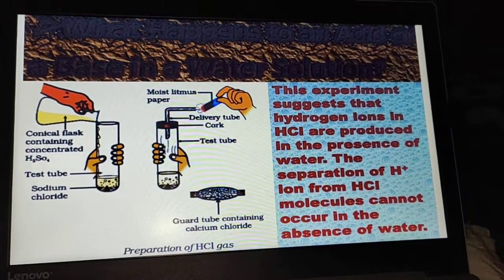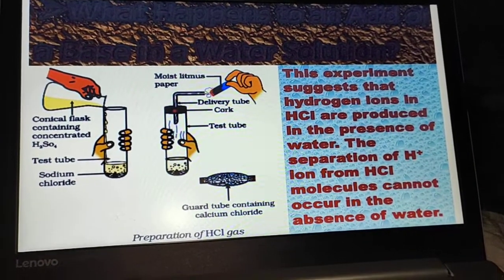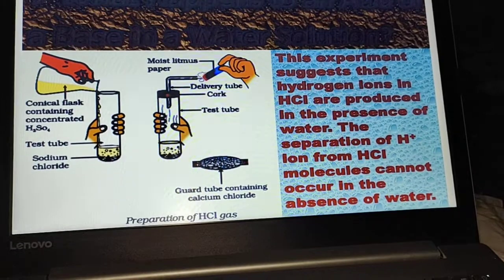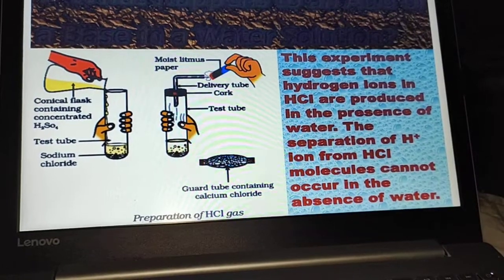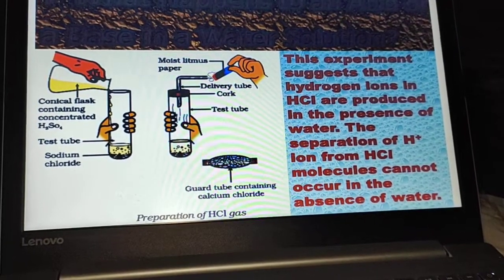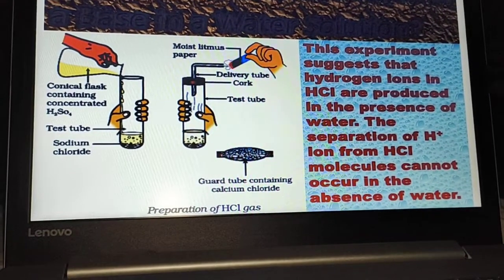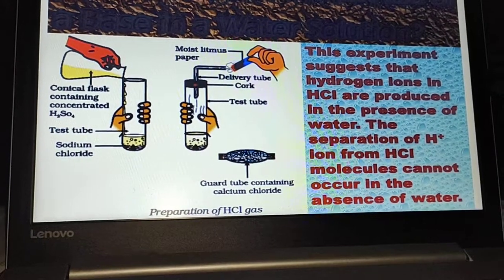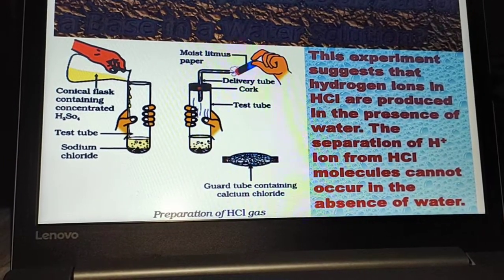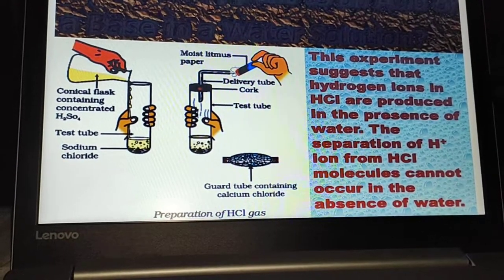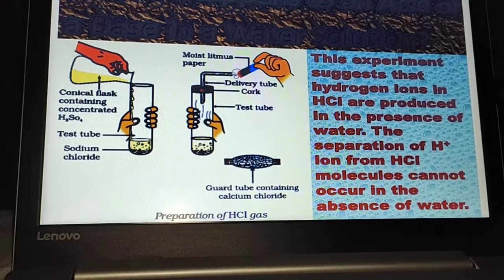Next is what happens to an acid or a base in water solution. This experiment suggests that hydrogen ions in HCl are produced in the presence of water, and the separation of H plus ions from the HCl molecule cannot occur in the absence of water. There is a conical flask containing concentrated H2SO4 and a test tube containing sodium chloride, so NaCl plus H2SO4. We take moist litmus paper, a delivery tube and a test tube. The fumes coming out show the color change. That means HCl gas is being prepared.